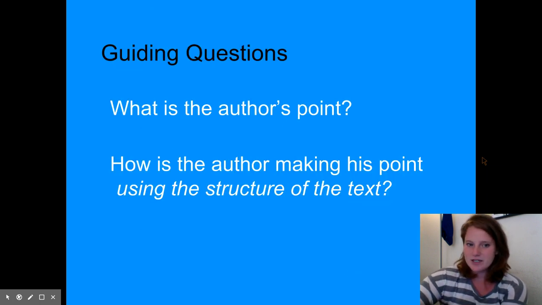As we're reading, you have two things to think about. The first is, what is the author's main point? The second thing you want to be thinking about is, how is the author making his point by using the structure of the text? So again, these are the two things that you're going to think about. I'll read it out loud and you should follow along on the next slide.